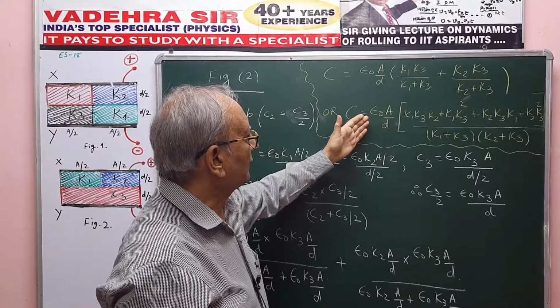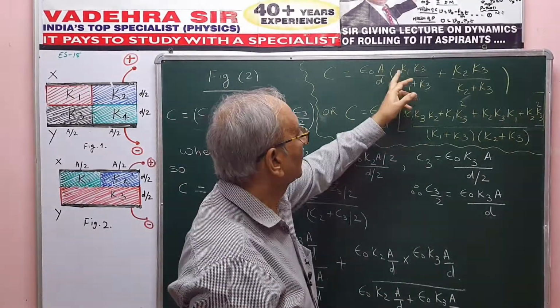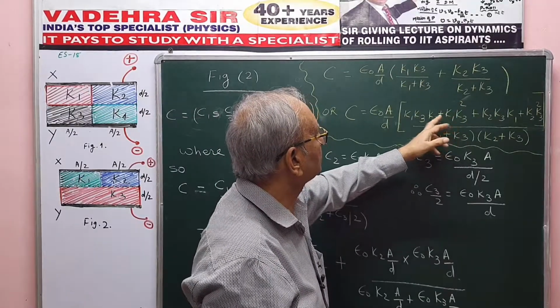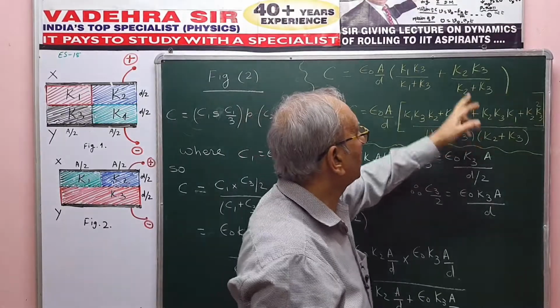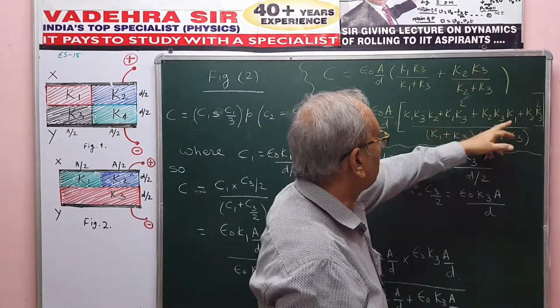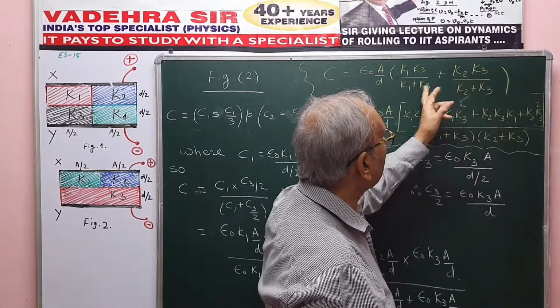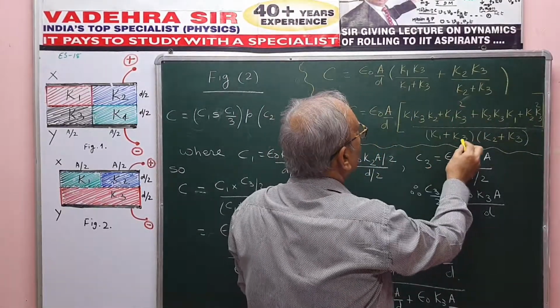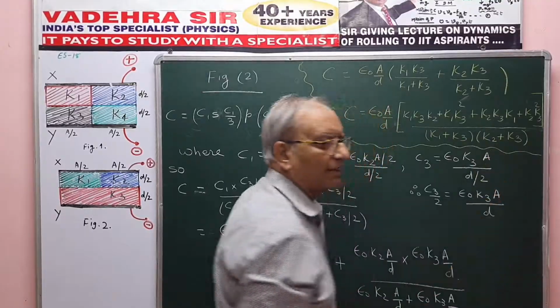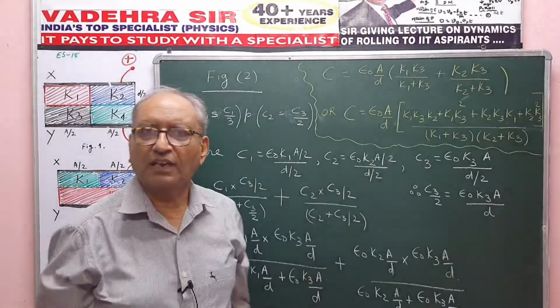So C is epsilon naught A by D into kappa 1 kappa 3 kappa 2 plus kappa 1 kappa 3 square plus kappa 2 kappa 3 kappa 1 plus kappa 2 kappa 3 square, divided by, well, the LCM, K1 plus K3 into K2 plus K4, and that is your answer.